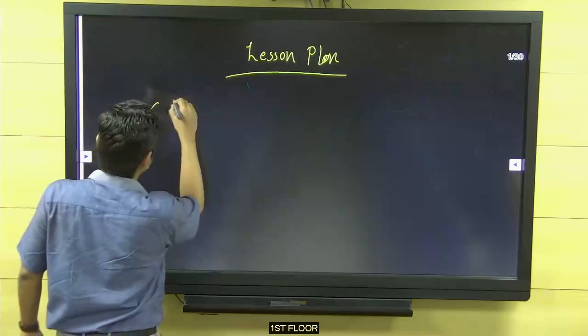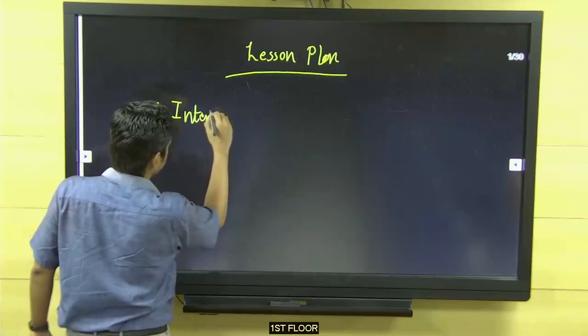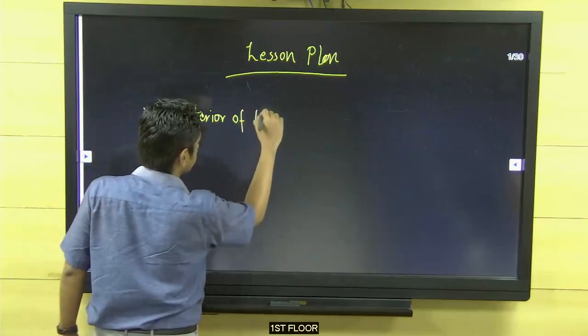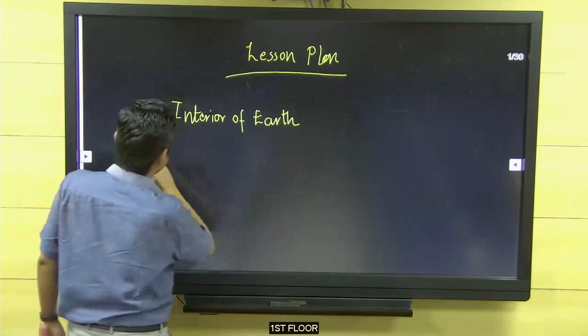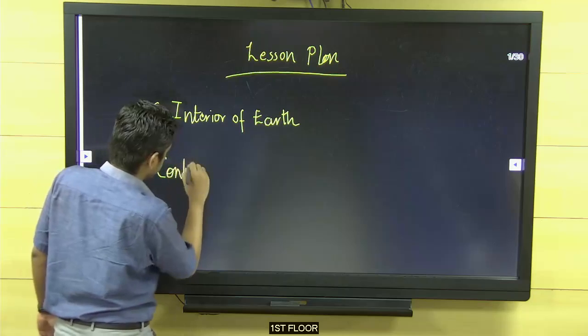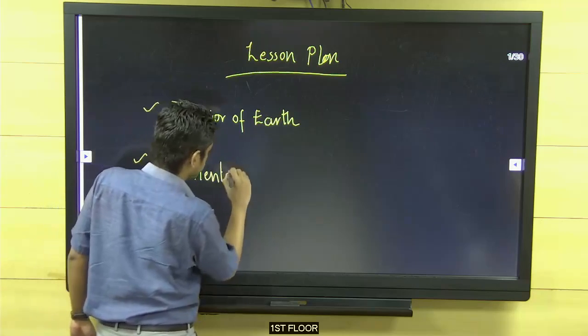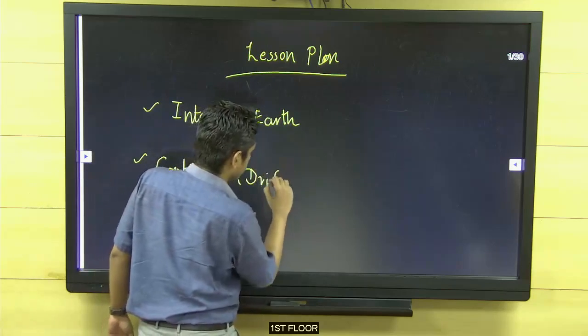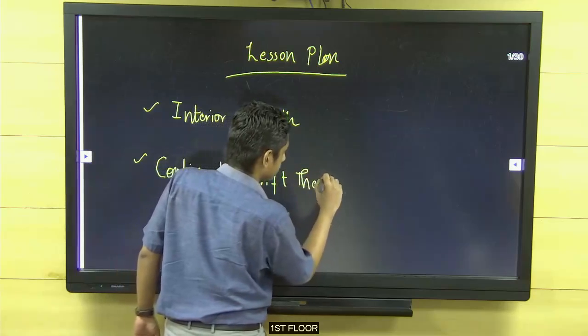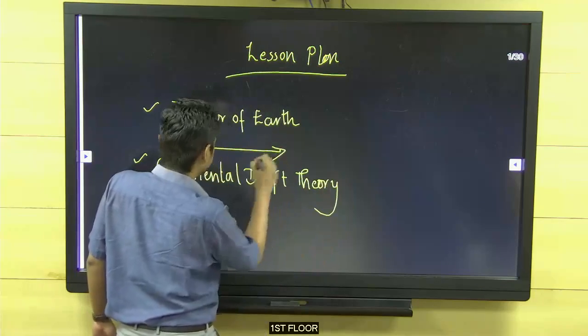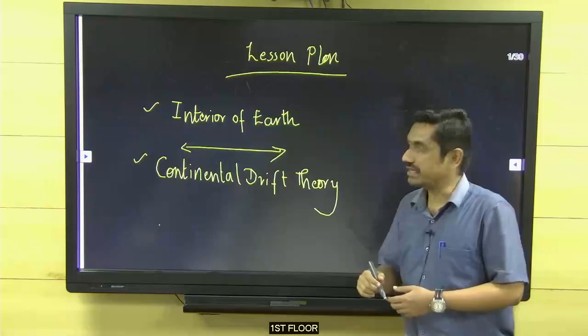One is interior of the earth. Second is continental drift theory. And connecting these, we'll be having formation of fossil fuels. We need to investigate that.